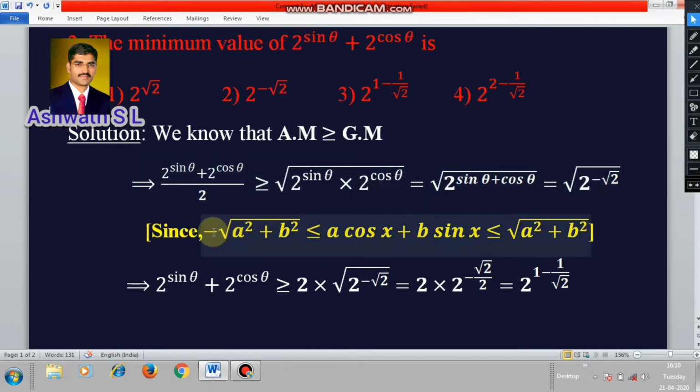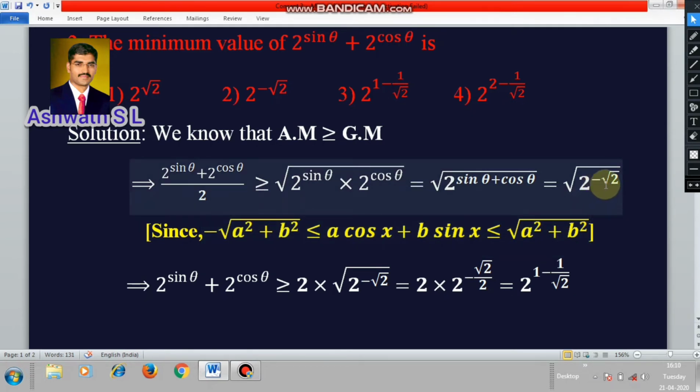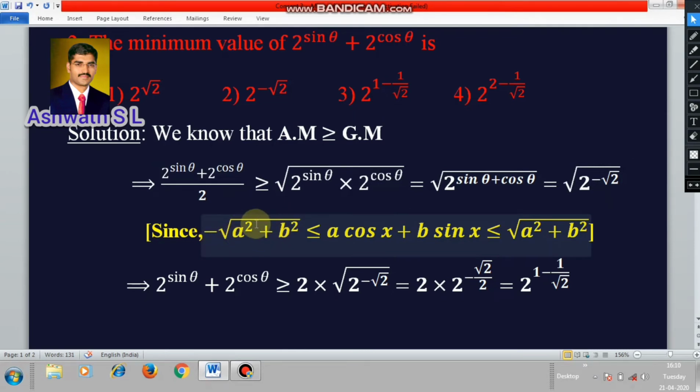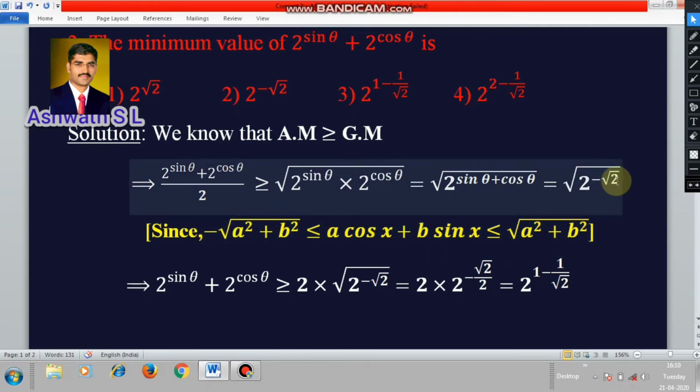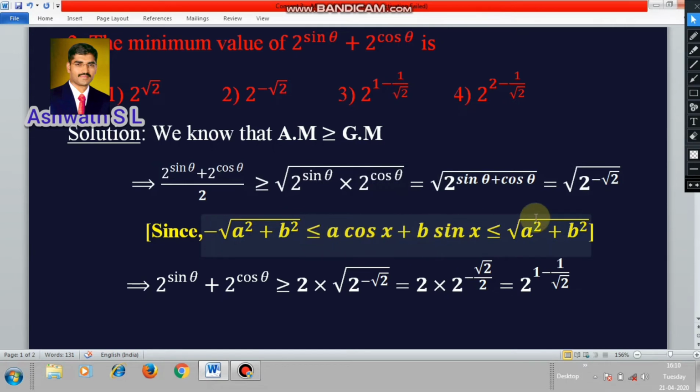Therefore let us use minus the square root of a square plus b square. Nothing but minus the square root of 1 square plus 1 square, 1 plus 1, 2. Therefore it is 2 to the power minus square root of a square plus b square, nothing but minus root 2. Don't get confused, it is square root of 2 as it is, but as we have chosen the minimum value here, we have taken minus square root of a square plus b square as the minimum value. This is from the result. It has to be noted properly.